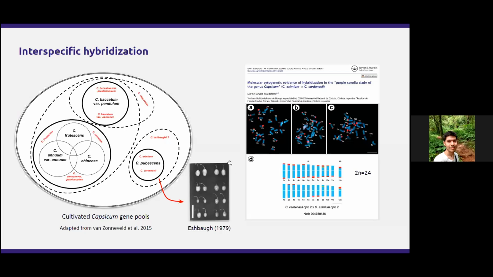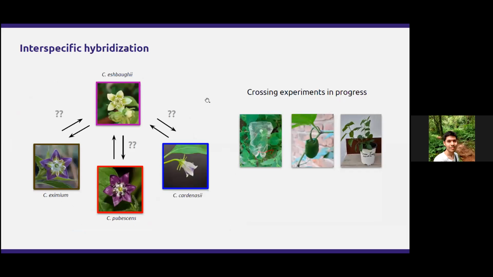Cardenasii and eximium. Well, what about sbaughii, this other wild species? Until now, it had not been evaluated whether it was possible to carry out successful reciprocal crosses between sbaughii and its relatives, pubescens, eximium, and cardenasii. To test this, we are currently conducting crossing experiments between this group of species using different Capsicum eximium, Capsicum cardenasii, and Capsicum pubescens populations. And we have success.